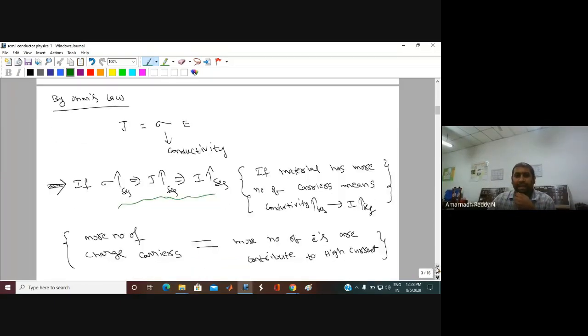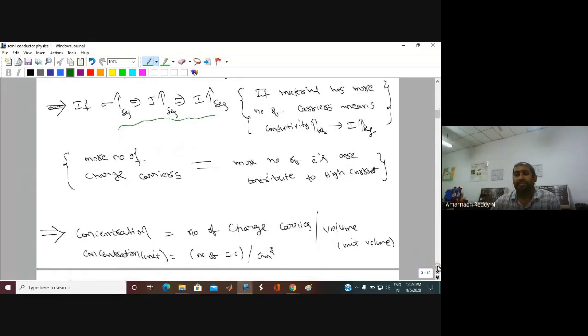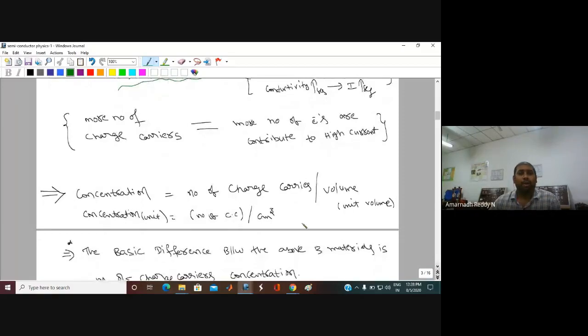So if a material has more carriers, it means conductivity increases and current increases. More carriers means more electrons contribute to a higher current. Now, I told you from the beginning that sigma is proportional to n. What is n? Concentration.